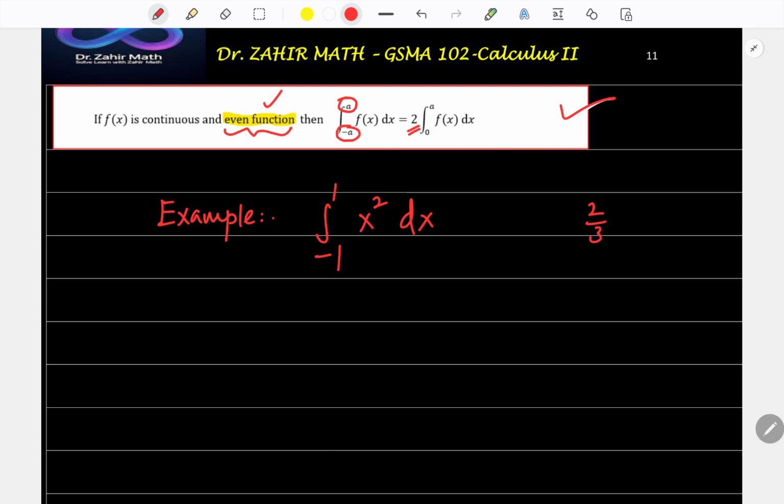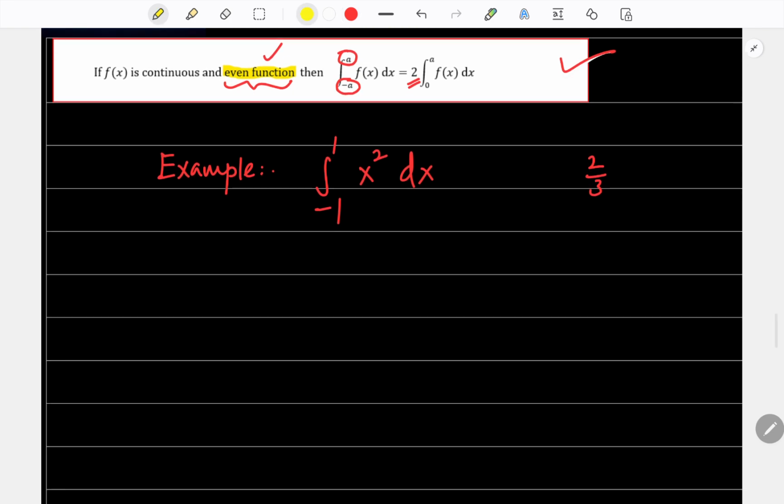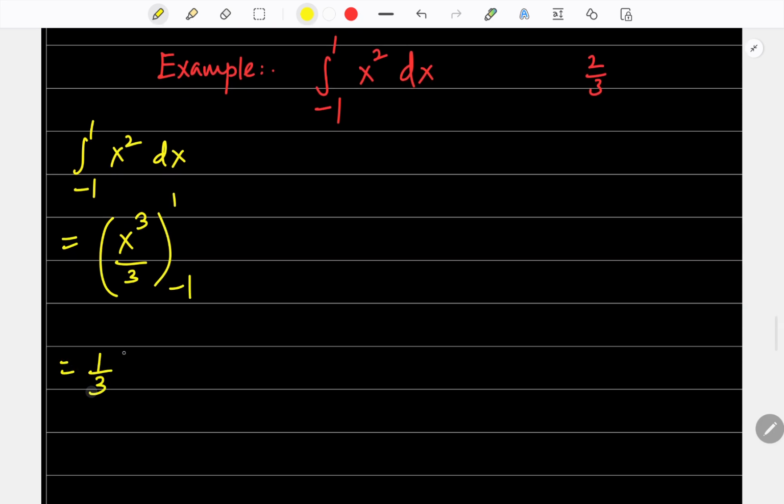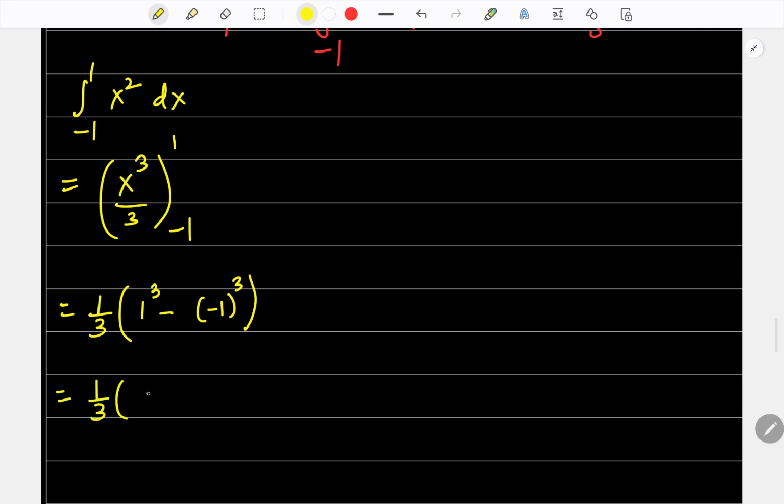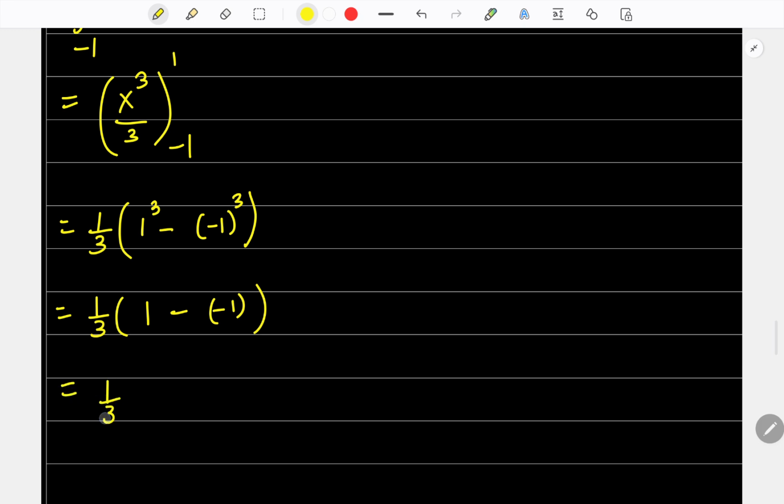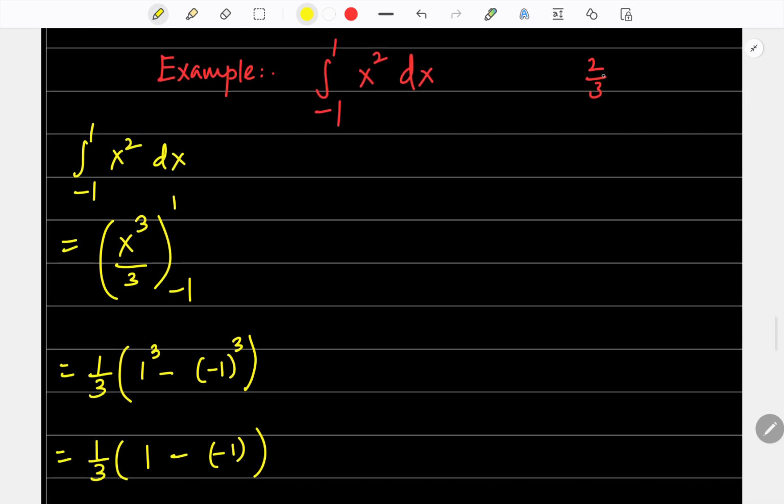Okay, listen. Let me do it in two ways. First, I will do the integration. Integral minus 1 to plus 1 x square dx. What is the integration? X cube divided by 3, from minus 1 to plus 1. This equals 1 by 3 will come out, upper limit 1 cube minus lower limit minus 1 the whole cube. So this equals 1 by 3 times 1 minus, and this is minus 1. Minus of minus 1 is plus 1, which becomes 2. The final answer is 2 over 3, which is the same answer we got.